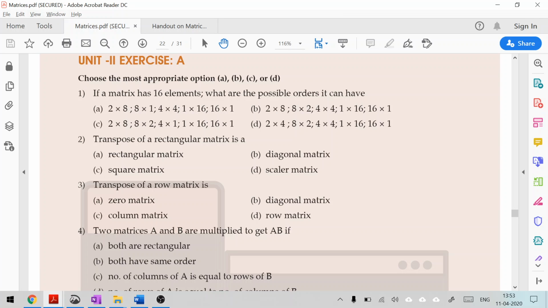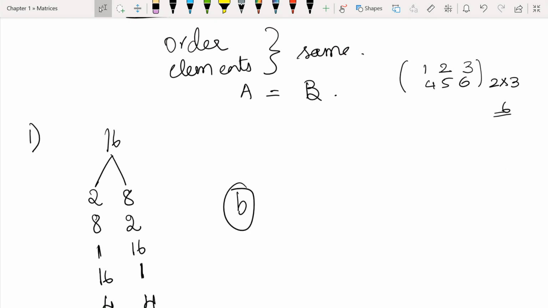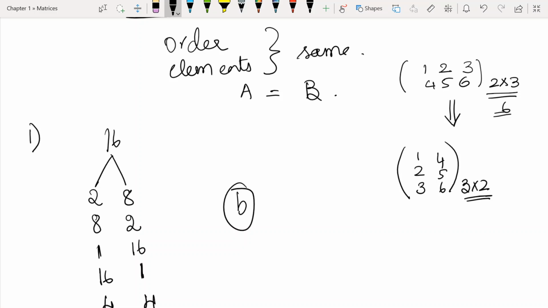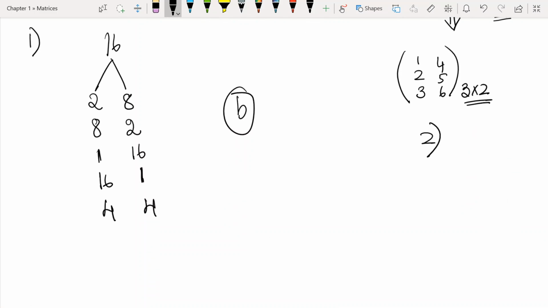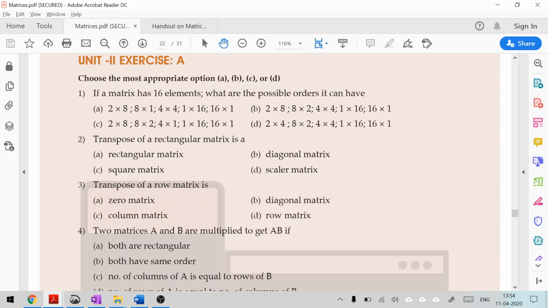Transpose of a rectangular matrix will be a rectangular matrix. See, for example, you have a rectangular matrix. This is a rectangular matrix, yes or no? If I transpose this, I will get 1, 2, 3, 4, 5, 6. So what is the number of elements? 3 rows and 2 columns. So this is also a rectangular matrix. So the answer for the second question is option A, I guess, right? A was the one with rectangular. Okay, let's go to the third one.